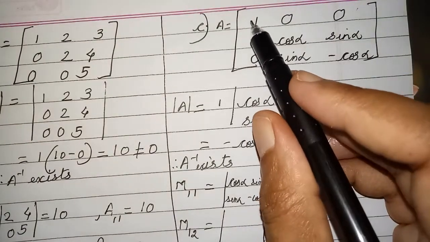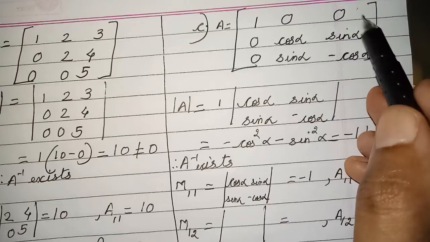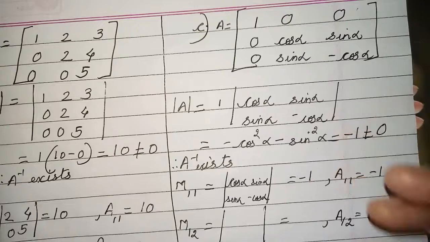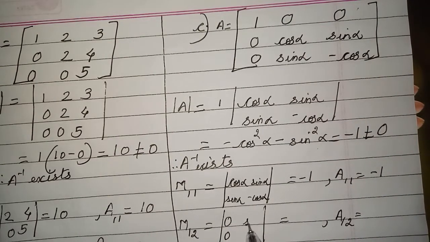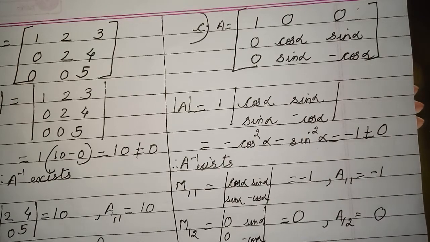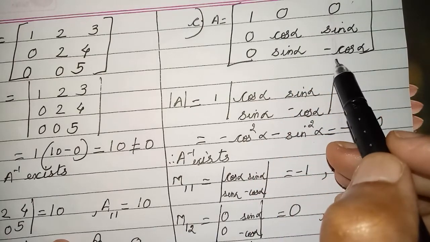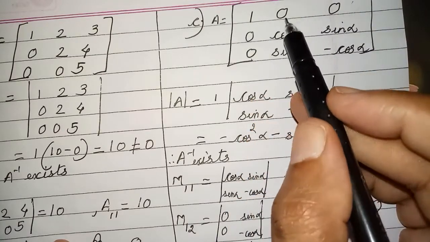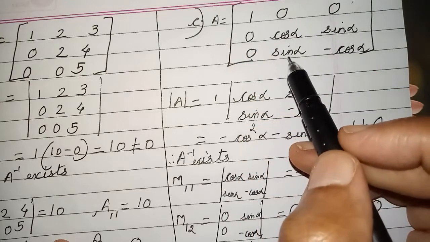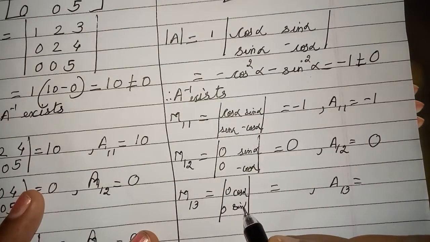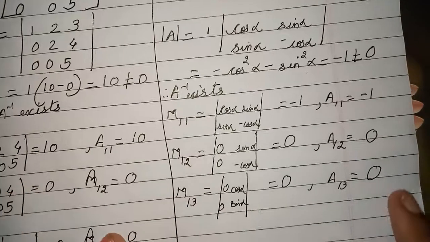Now, children, first row, second column. So it is 0, 0, sin alpha, minus cos alpha. Just again 0, position is negative, again 0. Now M13, first row, third column. One minute, first row, third column. So again 0, 0, cos alpha, sin alpha. Again 0, again 0.